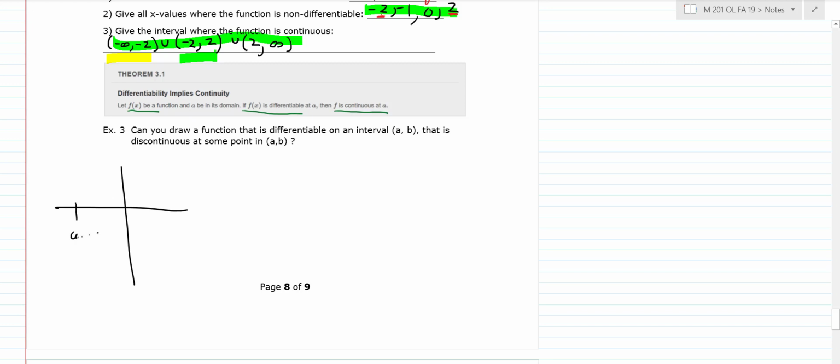Let's just say here's a, here's b. We need to draw something that's differentiable everywhere on that interval. There's several things you can't do. If you're differentiable, you want to make sure that there's no breaks in the graph, no sharp points, and that there's no horizontal or vertical tangent line. So there's no way to do that. Basically, if you're differentiable, then you're forced to be continuous. If you've got an interval where you're differentiable, you're guaranteed to be continuous.